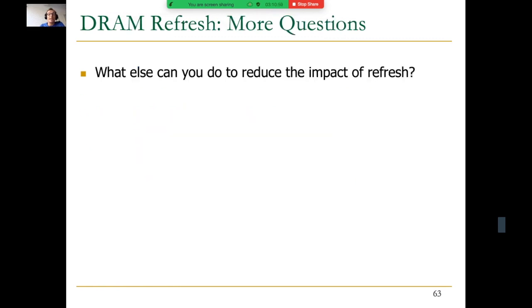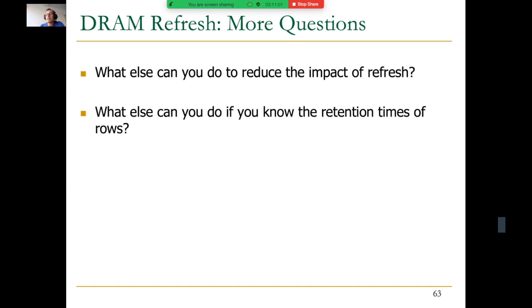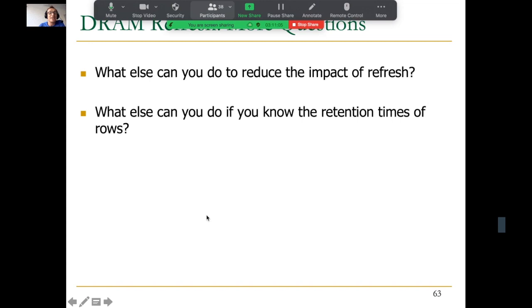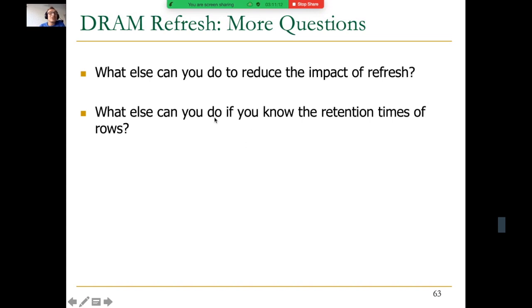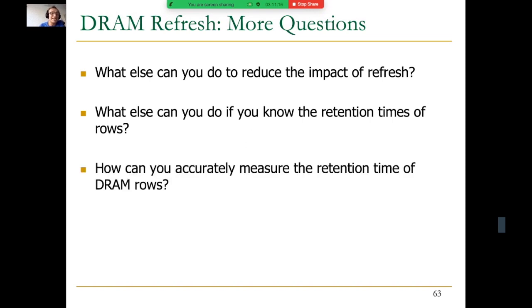Okay, let me cover this also very quickly because I think this will be useful for brainstorming in Piazza, for example. So what else can you do to reduce the impact of refresh? I'm not going to give you any answers. What else can you do if you know the retention time of rows? I think some of you actually already volunteered some good ideas that I would suggest you think about more deeply also. Because this is really state-of-the-art in DRAM. You can actually push the state-of-the-art, and people are actually willing to listen in this area.